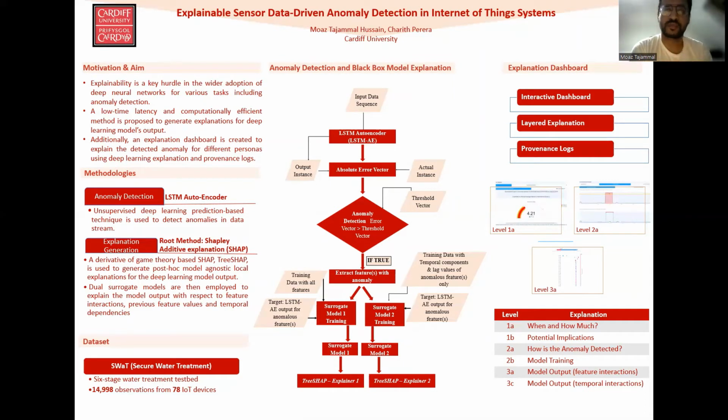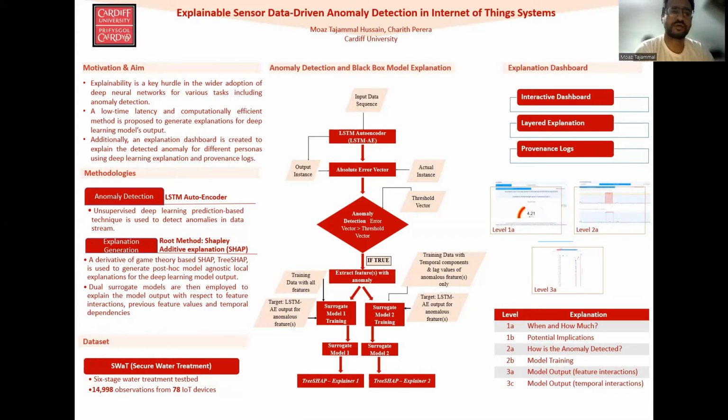For the detection of the anomaly, the methodology that we have picked is the LSTM autoencoder, which is a pretty common unsupervised deep learning model which uses prediction-based techniques to detect anomalies in data streams. For the generation of the explanation, the root method that we've used is the game theory based Shapley additive explanations, or SHAP. We've used a derivative of it called Tree SHAP to generate quick explanations. The proposed method is a dual surrogate model which generates post hoc, model agnostic local explanations. I'll shed some more light on this method later in the presentation.